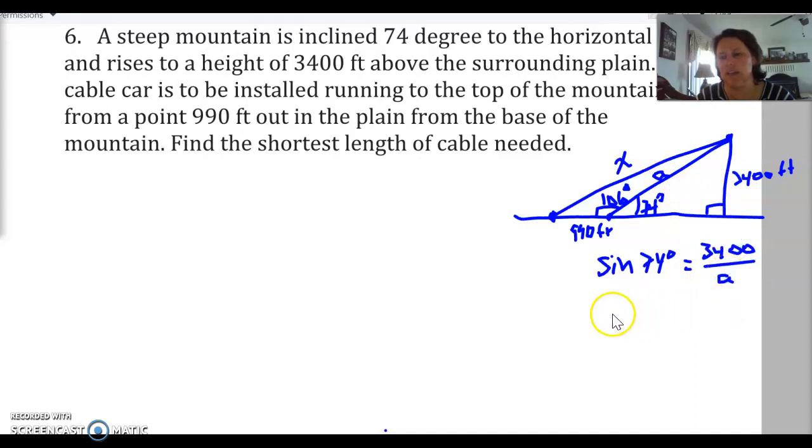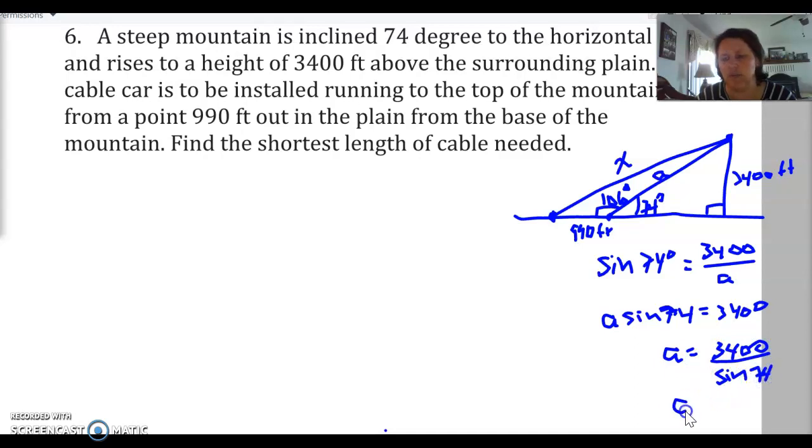And then I want to solve for this A, so multiply A to both sides, divide by sine of 74, and we get A is equal to 3,400 over sine of 74 degrees. And once you work out that calculation, you should have 3,537.02. Okay? Alright, so now we know this value right here. Now we know side, angle, side. So let's work on the law of cosines to find this x value.